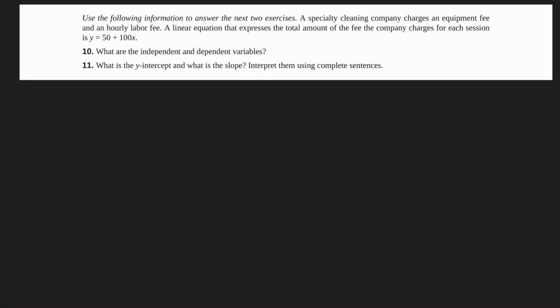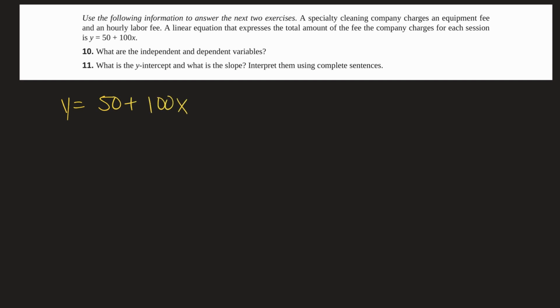A specialty cleaning company charges an equipment fee and an hourly labor fee. A linear equation expresses the total amount of the fee the company charges for each session. That is y equals 50 plus 100x.